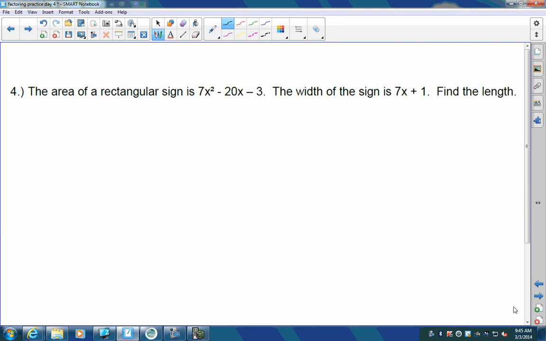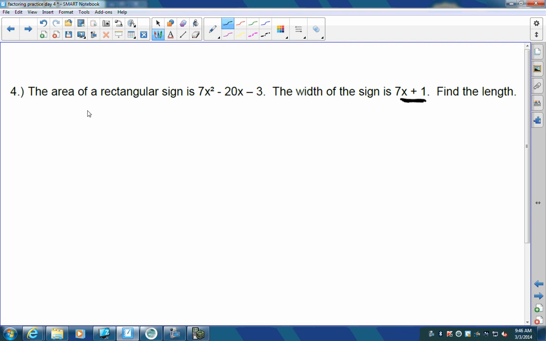Number 4. All right, now number 4, we can do this. Actually, when it asks, it says the area of the rectangular sign is, and it gives you the polynomial. And it gives you the width, and they want to find the length. There's a way to put it in the box and work backwards, but I would really just say, let's do slide and divide on this. Let's just find it out, and I just know that one of my answers has to be 7x plus 1.